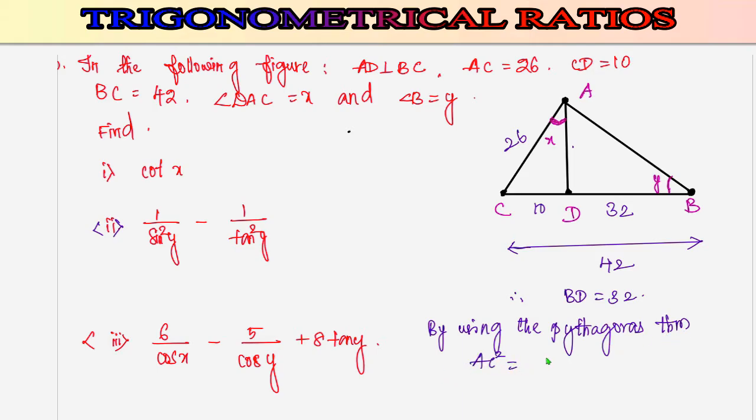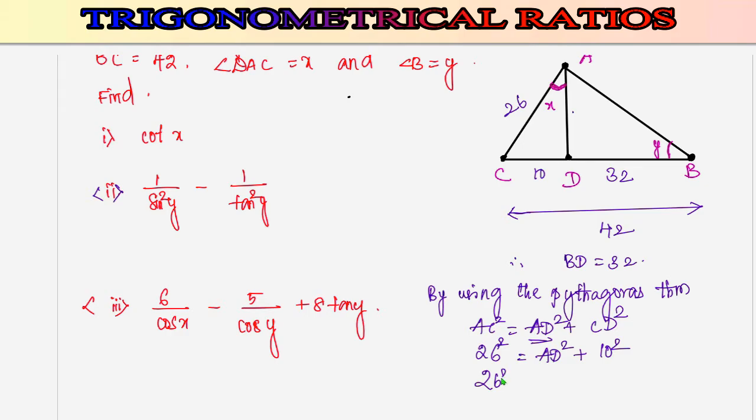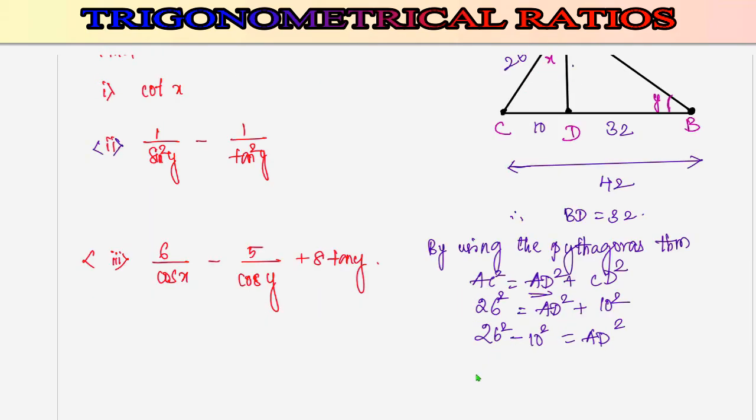AC square is equal to AD square plus CD square. We don't know the AD value, but we know the AC value. AC is 26, so 26 square is equal to AD square plus CD square, where CD is 10, so 10 square. When you shift this 10 square to the opposite side, it will be 26 square minus 10 square is equal to AD square. 26 square is 676, minus 10 square, which is 100, is equal to AD square.